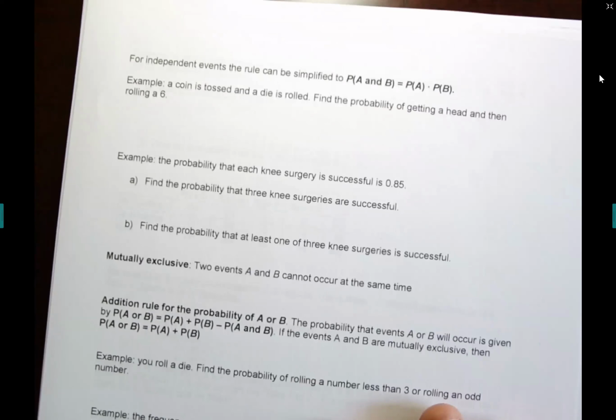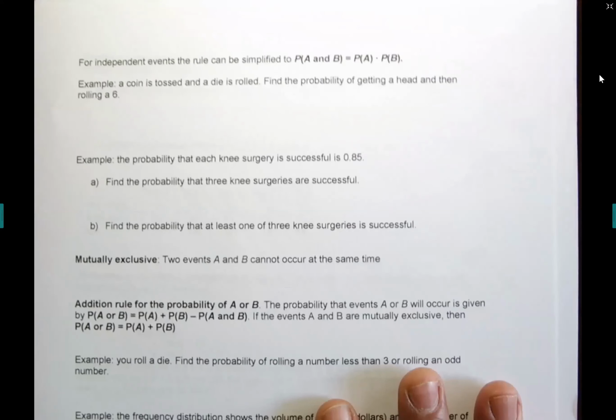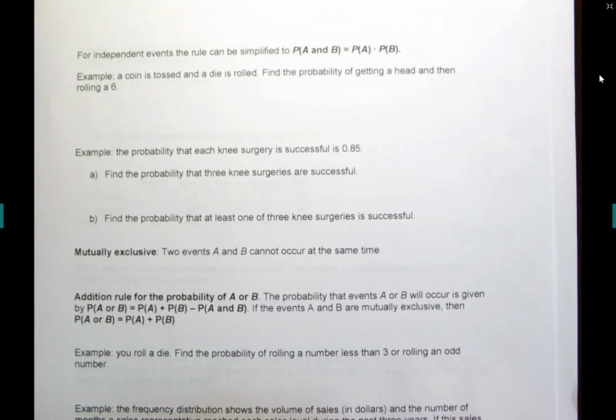Okay. If two events are independent, the probability of the two events happening together, A and B, is the probability of A times the probability of B. And I'm going to show you an example here.